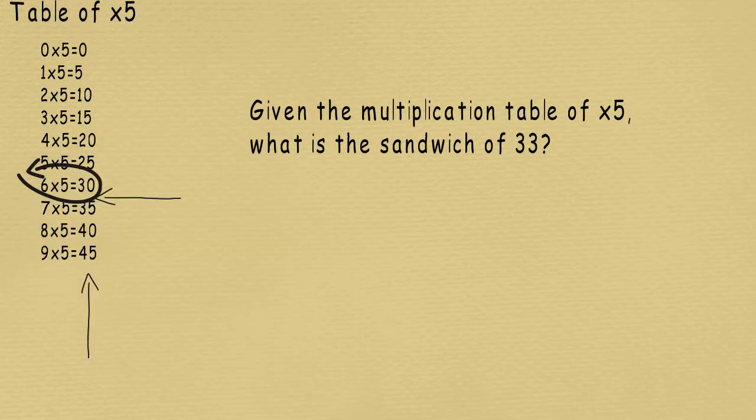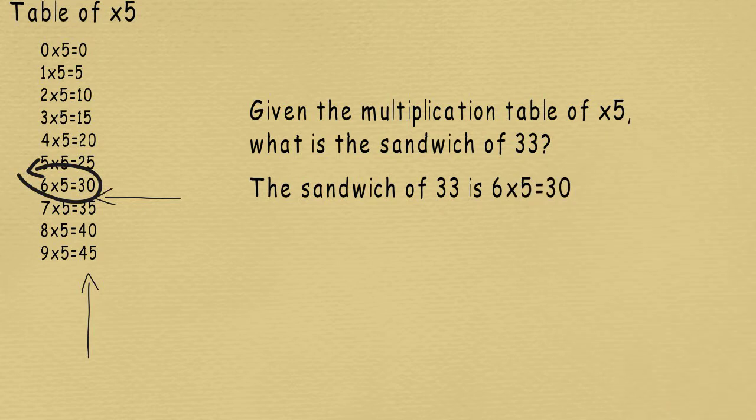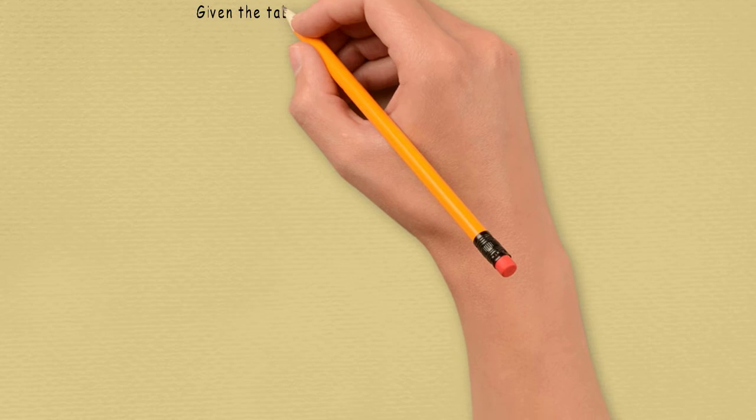Now, it is important that we keep the entire expression 6 times 5 equals 30, not just the number 30. So, if I ask, what is the sandwich of 33? Don't just say 30. That is not the answer. The answer is, the sandwich of 33 is 6 times 5 equals 30, okay? Say it completely. Let's do another example.